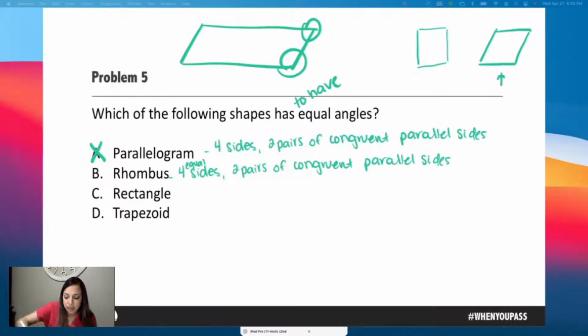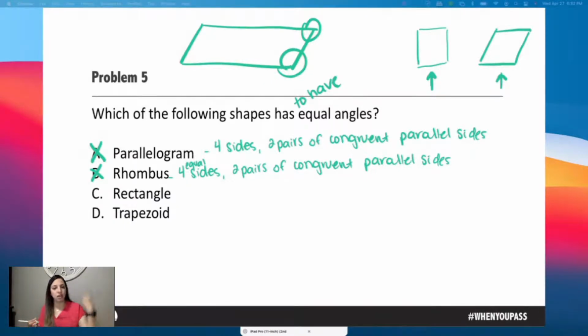The thing that sets this shape apart from this shape is that this shape has 4 equal angles. It has those 90-degree angles. And a rhombus that's not a square does not have that.